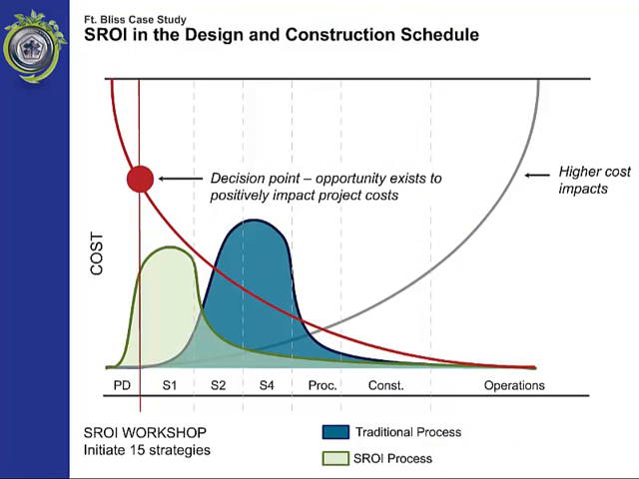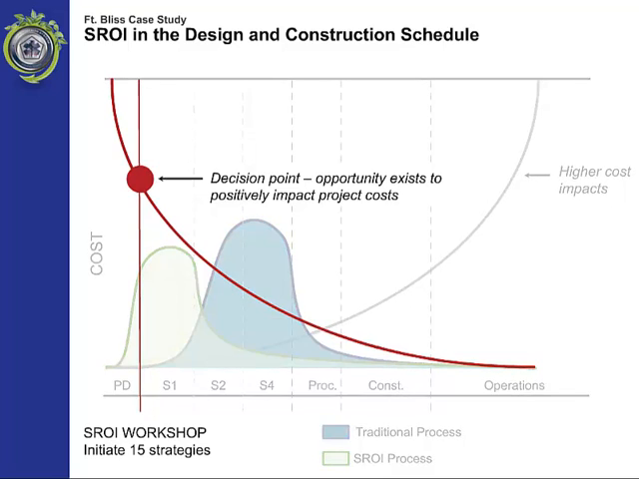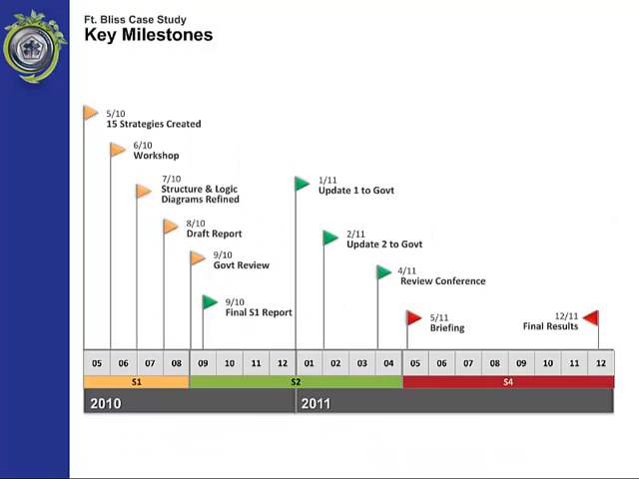An SROI risk analysis process workshop was conducted during pre-design to analyze these 15 design strategies, allowing the decision point shown on the graph to reflect a triple bottom line approach and optimizing the window of opportunity to positively impact project costs. The 15 targeted initiatives were thoroughly studied, evaluating their triple bottom line impacts.